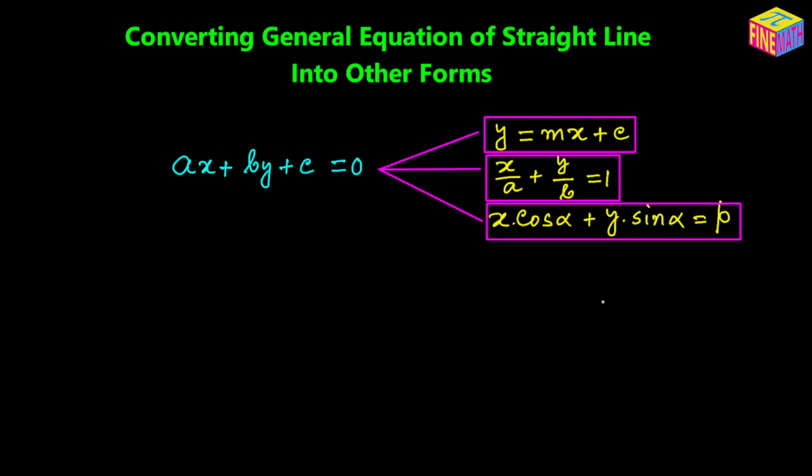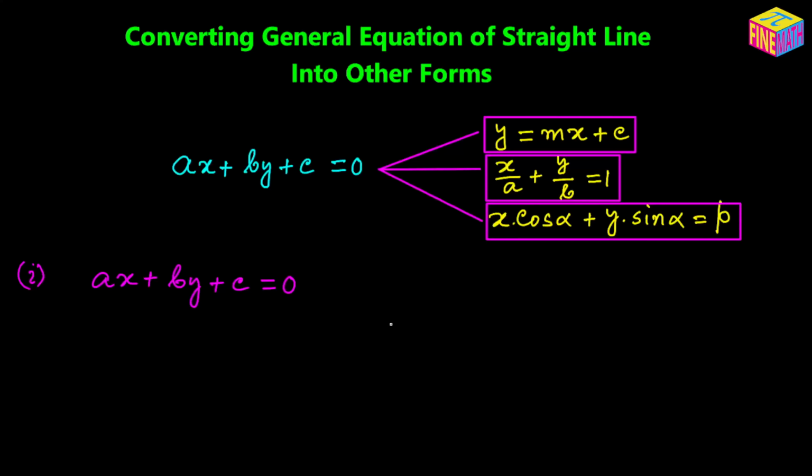I have already created separate videos on these three different forms of equation of straight line. And here we are going to see how we can convert the general form of the equation of a straight line into these three different forms. So let's get started with the first form. We want to convert it into the first form, which is y = mx + c. So what we need to do is isolate y.